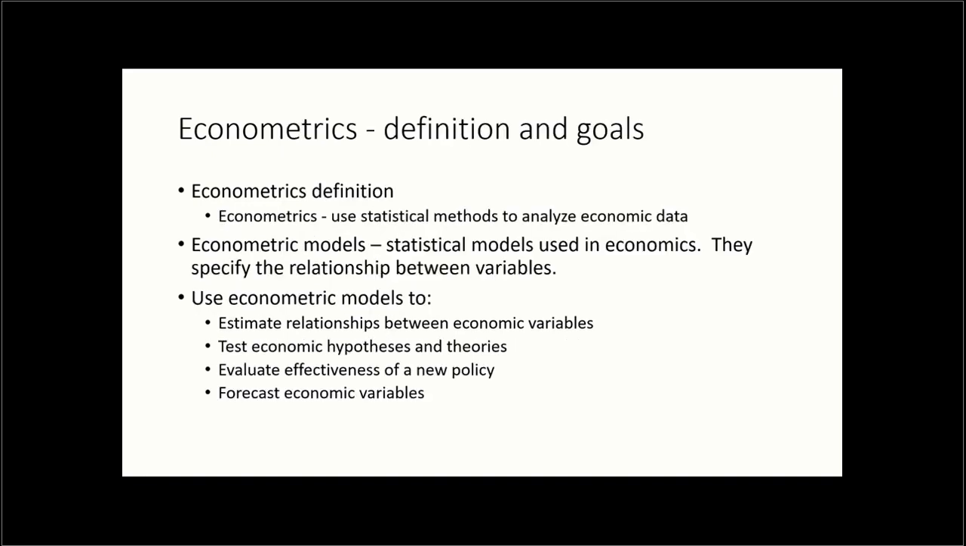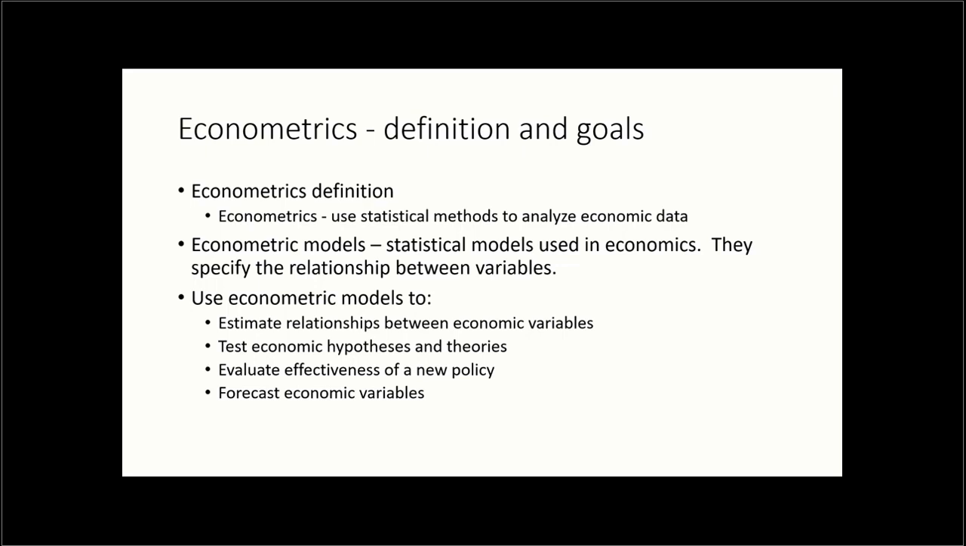So let's provide a few definitions. First of all, what is econometrics? That is the use of statistical methods to analyze economic data. So again, we have economic data, and again, we'll talk about what economic data is. And we use a specific type of statistical methods to reach some conclusions about what kinds of trends this economic data provide us. So different types of econometric models are used in economics, and these are basically the statistical models that are used in economics.